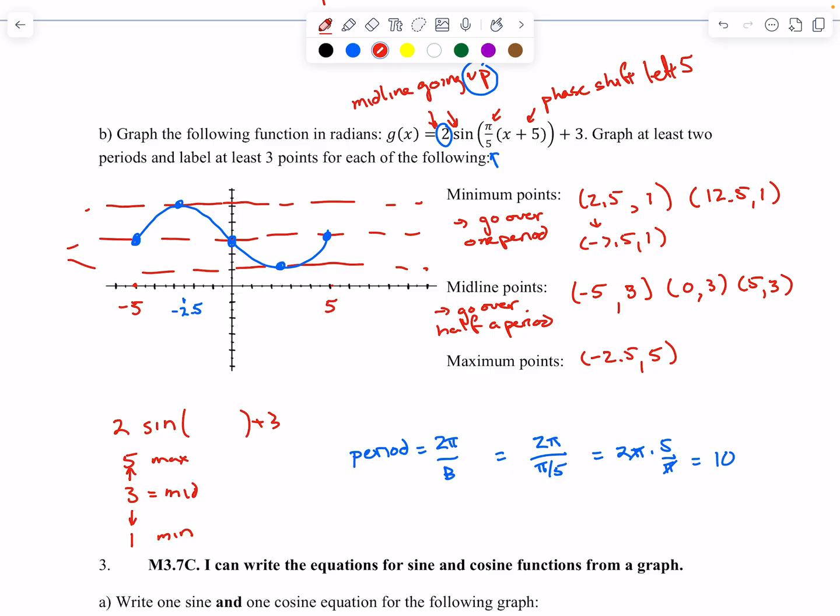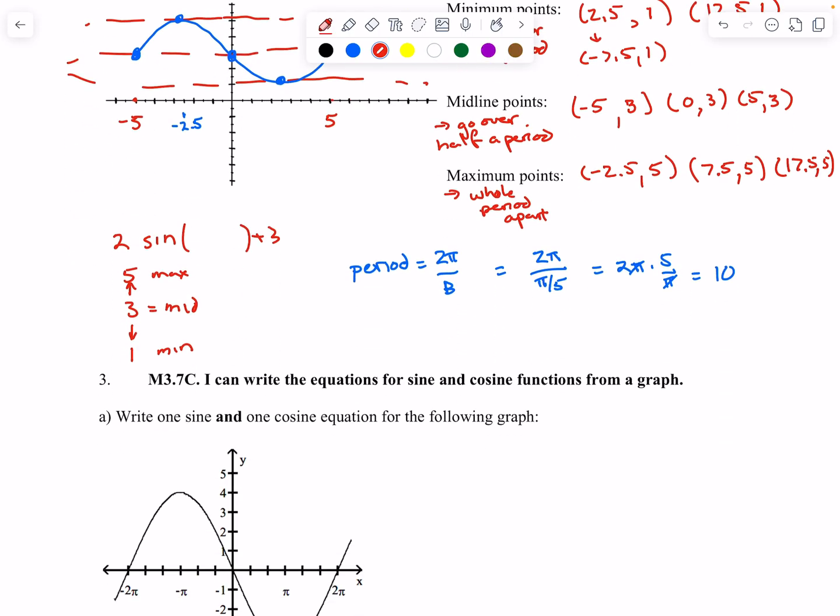Maximum points also occur a whole period apart. So you'll have, let's see, where's the next max? 10 away from -2.5 is +7.5. And then like 17.5, for instance. Do I need another? No, I've got 3 of each. Good. All right.